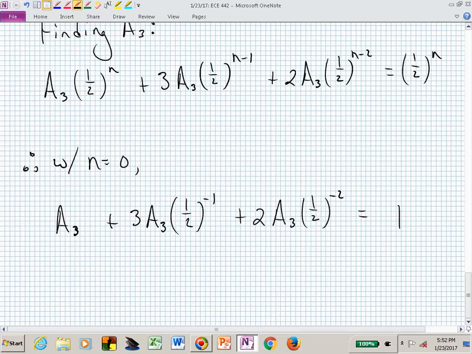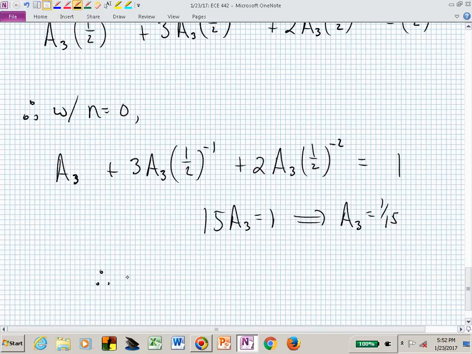The 1/2 to the minus 1, what does that equal? 2. That's not too difficult. What about 1/2 to the minus 2? 4. So now we have 1 plus 2 times 3, 6. I can do this math even on my fingers. Plus 2 times 4, 8. I have 1 plus 6 plus 8. Is that 15? This now gives me 15 a sub 3 is equal to 1, or now I've found what that a sub 3 is. It's 1/15.